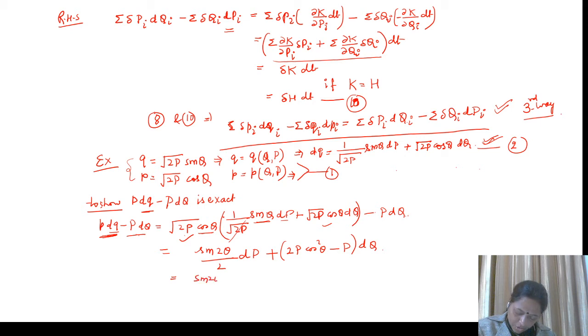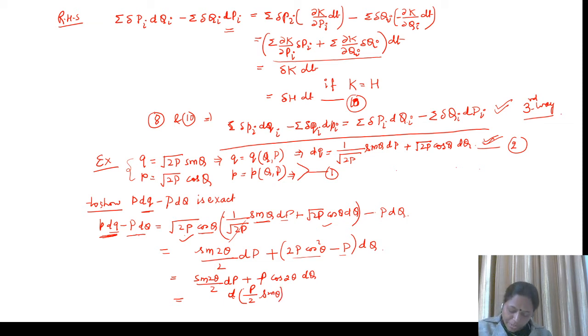It is sine 2 theta upon 2 dp plus, I may take p outside. So it is twice cos square theta minus 1. Twice cos square theta minus 1 means cos 2 theta, cos 2 theta dq. Now you can make it to be the perfect derivative of, exact derivative of p by 2 of sine theta.